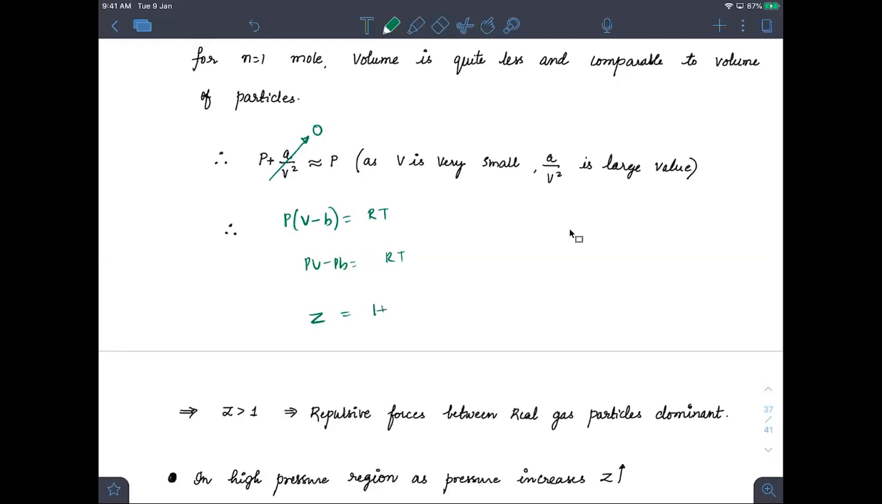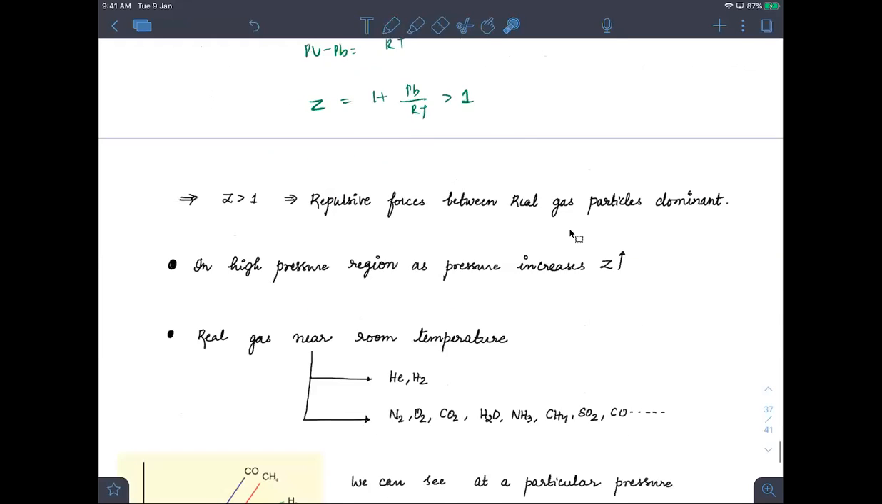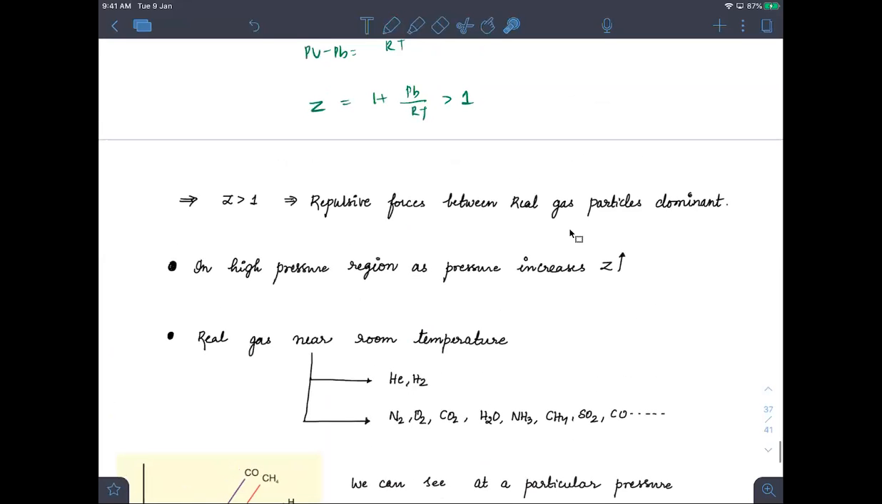I'll get Z is equal to 1 plus Pb by RT. This is what we will get, which is greater than 1 here, you can see. So repulsive forces are more dominant here. So at high pressure, the Z value will always be greater than 1.